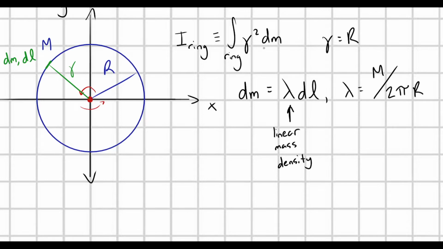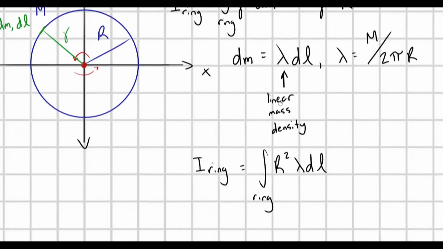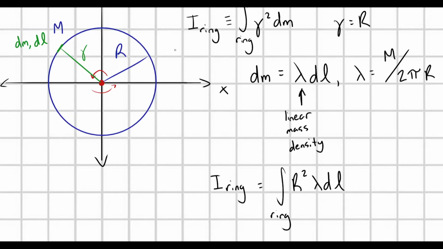Let's go ahead and make our substitutions. So we have I of ring is going to be equal to the integral, and I'll still say over ring for now, of r squared times lambda times dl. Yeah, and I'll sub in for lambda later on. That's fine. Cool. So the next thing we need to ask is, what is this dl? What is this linear spatial element?